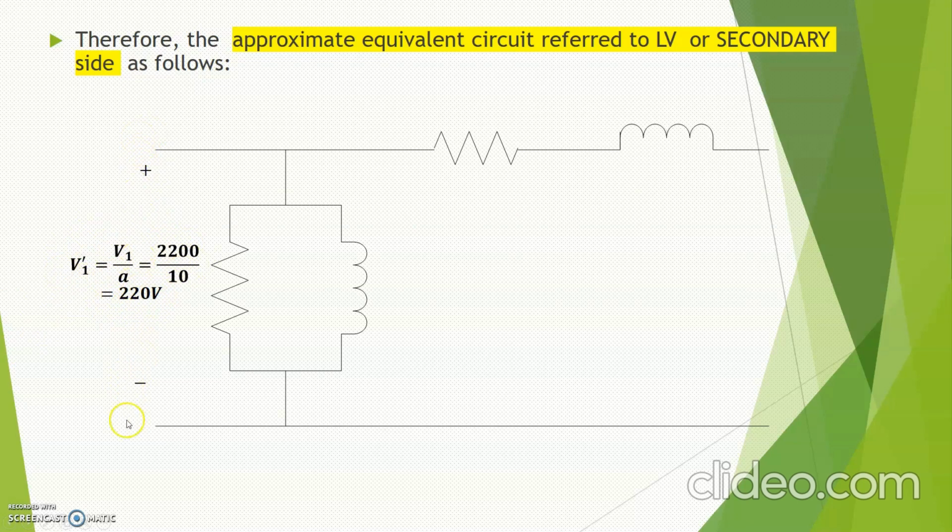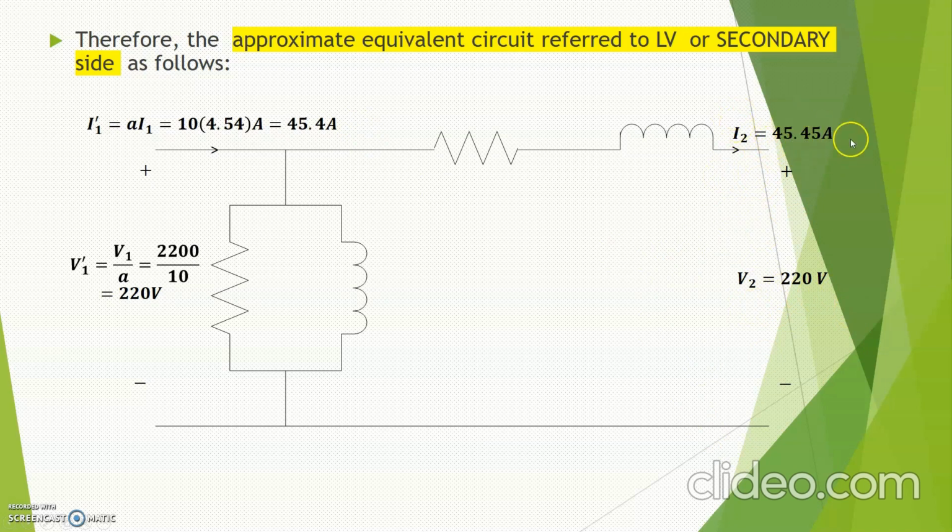So this is for V1 prime. For the I1 prime, the formula is given by A I1. A is 10, you just key in the value, you get 45.4 ampere. For V2, it is already at the secondary side, so V2 is equal to 220 volt. And then I2 also is equal to 45.45. Basically, these values come from the calculation in the previous slide.